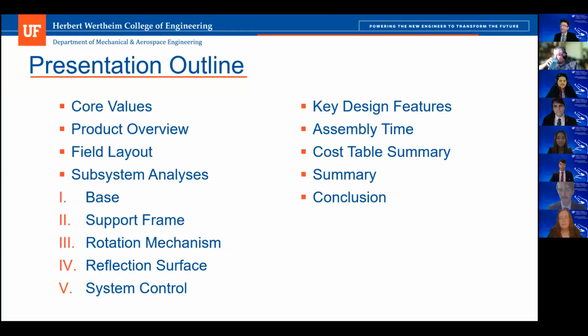Our presentation will begin with our core values and motivations that help guide our design process. Next, we will go into a general product overview to help establish some familiarity with our solution. We will then briefly touch on the field layout for our product if it was going to be implemented on a large scale. Then a breakdown and analysis of our 5 critical subsystems will follow. These subsystems are the base, the support frame, the rotation mechanism, the reflection surface, and lastly, the system control subsystem. Next, we will highlight the key features of our design that make it unique, and then move into detailing the assembly time for our module. After that, we will cover our product's cost breakdown, and lastly, we will move into our summary and conclusion.